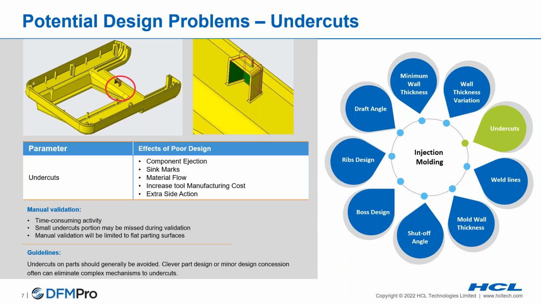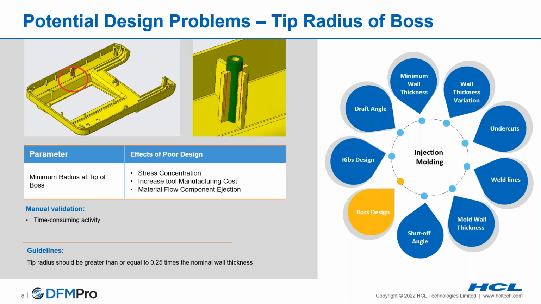The design guidelines suggest avoiding undercuts to eliminate the complex slider mechanisms. Let's look at the next design guideline: tip radius of a boss.